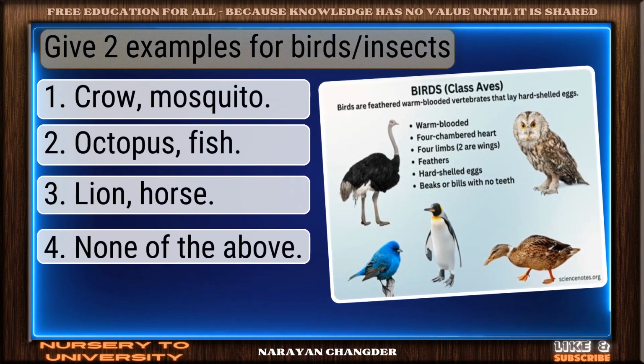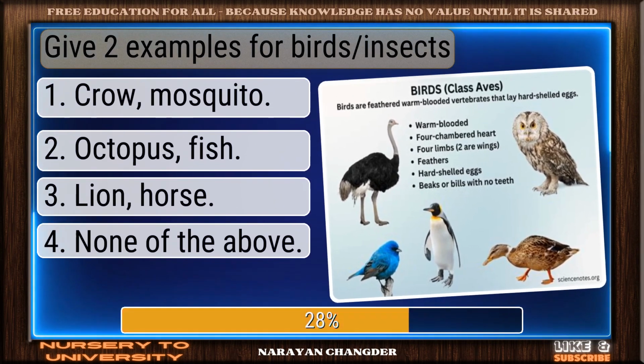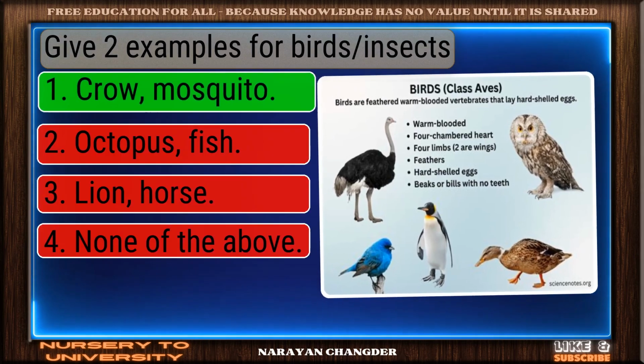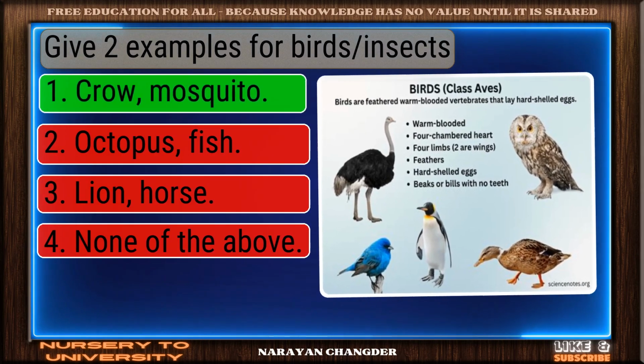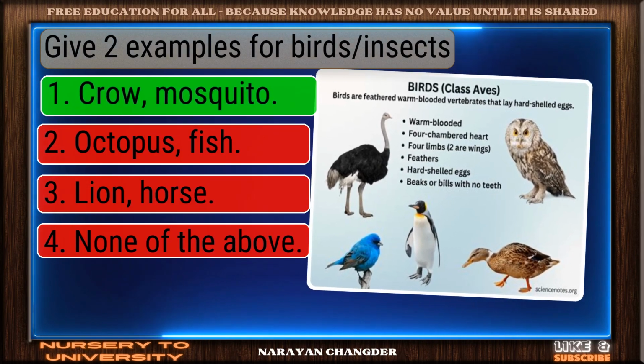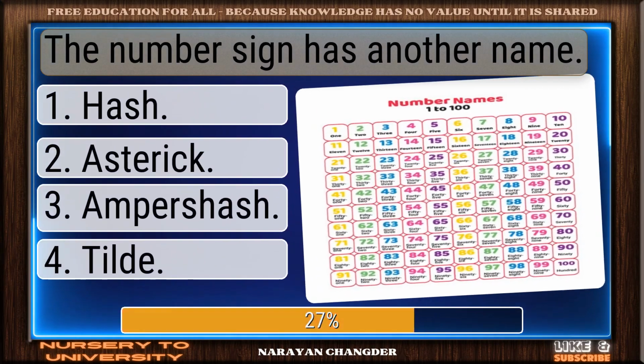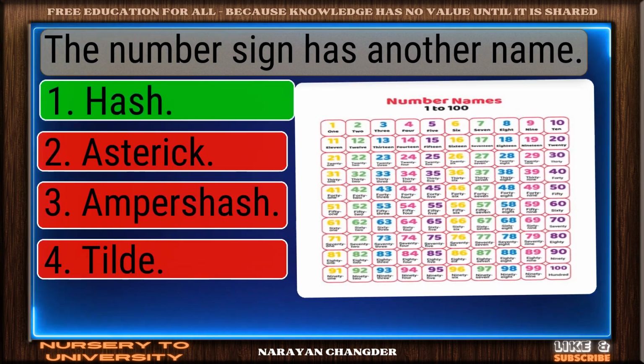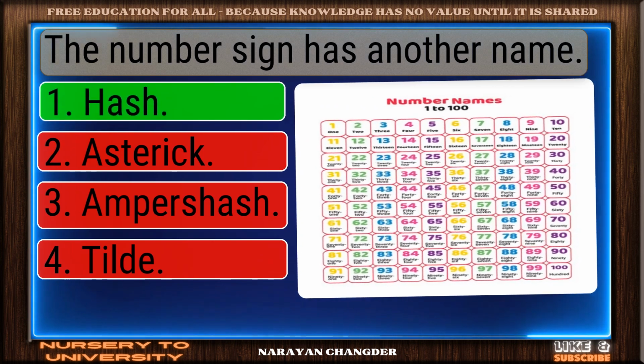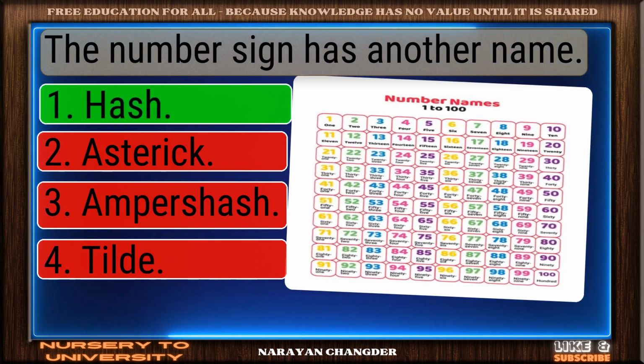Give 2 examples for birds, insects. Exactly. Crow, mosquito makes sense and it is right choice. The number sign has another name. Nice selection. Hash is the correct and valid answer.